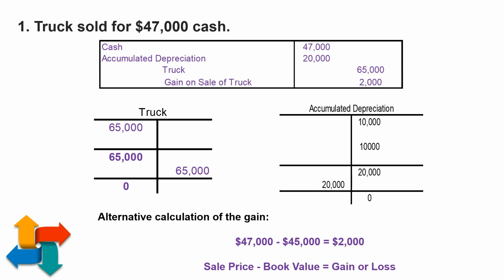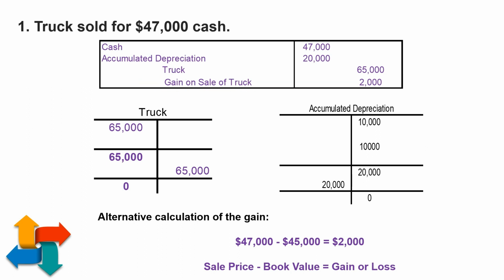So far I'll have a debit to cash for $47,000, a debit to accumulated depreciation to get that off of our books for $20,000, and a credit to truck to get the original capitalized cost out of the books, a credit for $65,000. And if I compare my total debits with my total credits, I recognize that I have an imbalance of a $2,000 credit entry. What does that $2,000 actually represent? Well, that represents a gain on the sale of the truck.